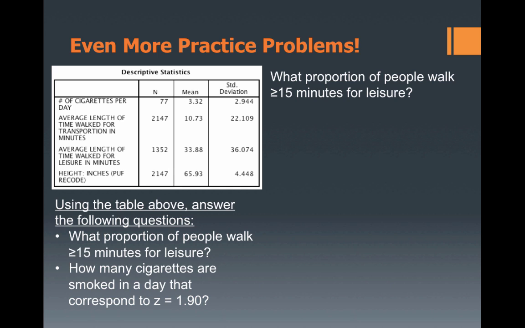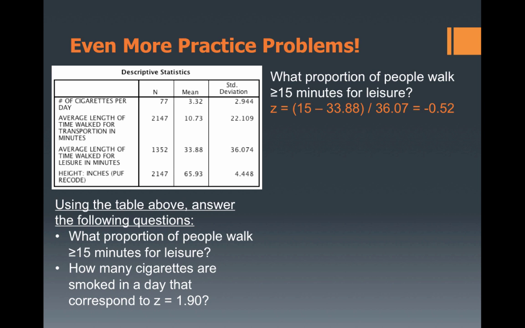So the first question, what proportion of people walk 15 minutes or more for leisure? So we know we have proportions, so that means we have to use our z-score table. And we see we want to know the people that walk more than 15 minutes. So this is a greater than question, so that means we know we have to do the opposite. So we have our individual score, which is 15, and we look at our table for leisure, and we just plug in our numbers into our z-score formula. So z is equal to 15 minus 33.88 divided by 36.07.